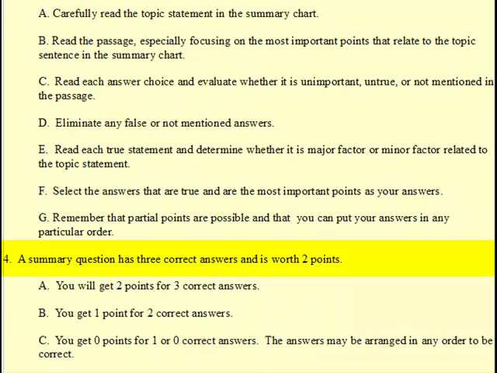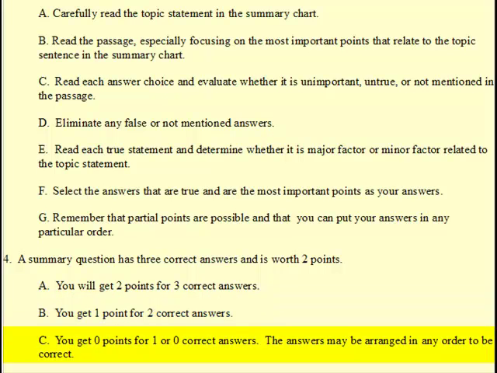4. A summary question has 3 correct answers and is worth 2 points. A. You will get 2 points for 3 correct answers. B. You will get 1 point for 2 correct answers. And C. You will get 0 points for 1 or 0 correct answers. The answers may be arranged in any order to be correct.